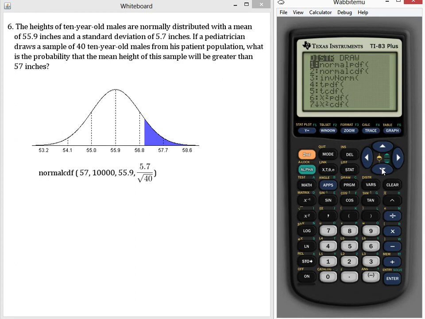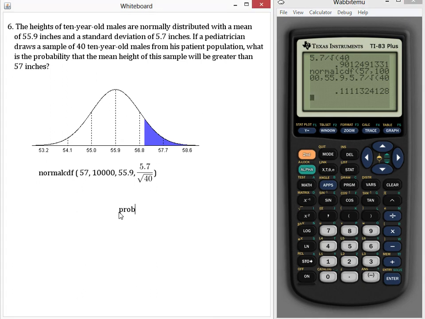So let's pull it up here under the distribution menu. The second one down is normal CDF. So I'm going from 57 to 10,000. And then I have an input of 55.9. And the last one is 5.7 divided by the square root of 40. And I get my probability. So the answer here, 0.1111.